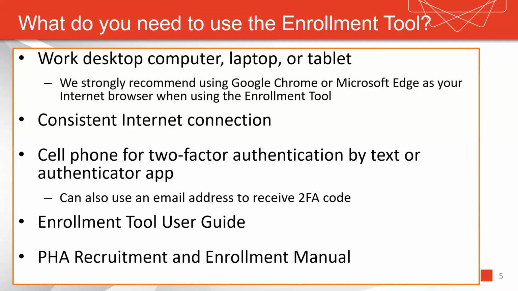You'll need a cell phone for two-factor authentication by text or authenticator app to log into the tool. However, you can also use an email address to receive that two-factor code if necessary. And then two important documents to reference while using the tool, one being the Enrollment Tool User Guide, which I'll talk more about, and the large PHA Recruitment and Enrollment Manual.